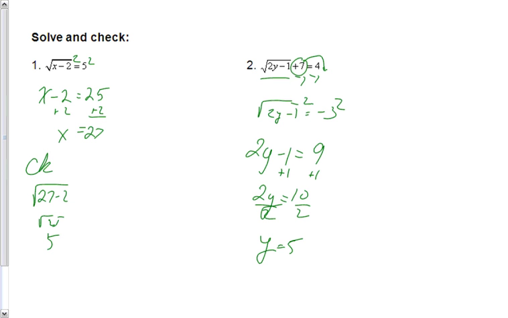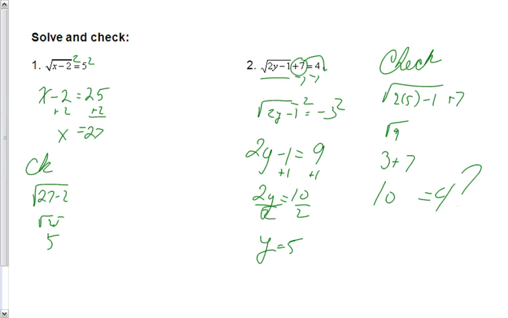Divide by 2. y equals 5. We check, and you see 2 times 5 minus 1 plus 7. Well, that's 10 minus 1, which is the square root of 9, which is 3, plus 7. That's 10. But it should have equaled 4. Does it equal 4? No, it doesn't. So guess what? That doesn't work. There is no solution. That's an example of an extraneous root we get.